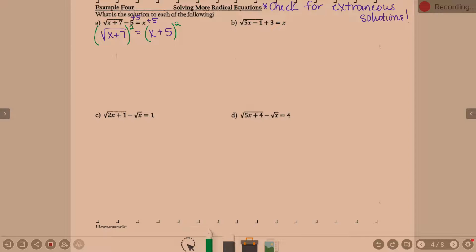On the left, what is the square root of x plus 7 squared? X plus 7. The square root and the square cancel each other out. And so we have x plus 7. On the right, what is x plus 5 quantity squared? X squared plus X squared plus 2.